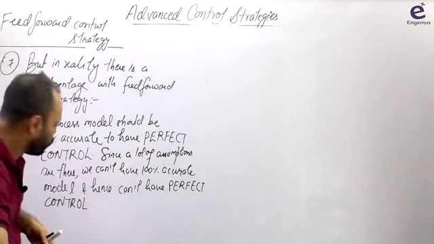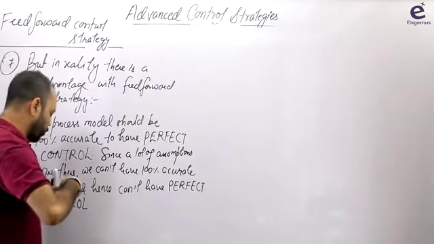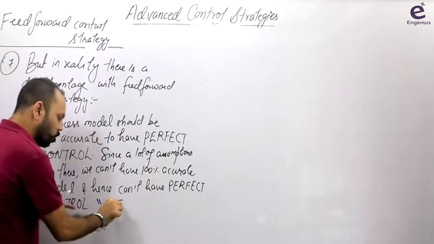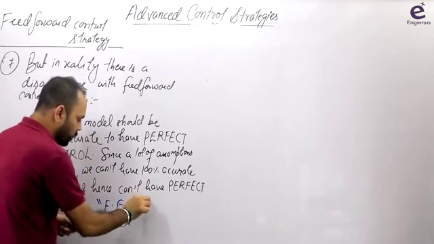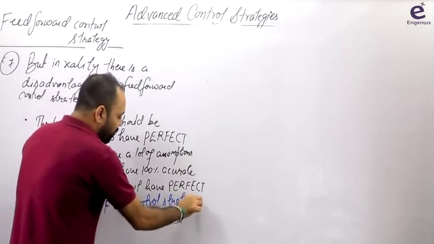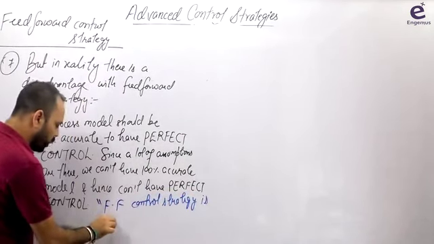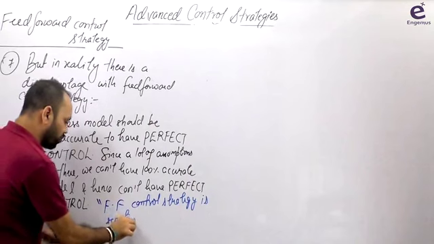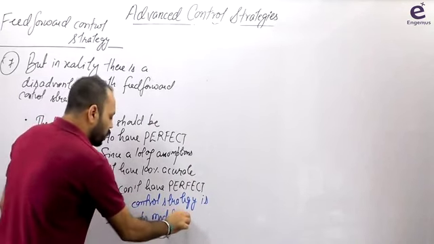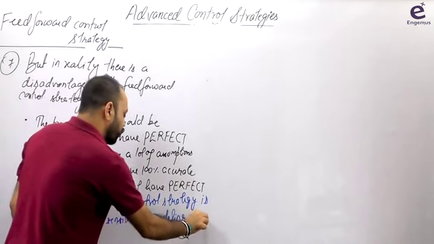So there is a line here, a line that can be asked in GATE, and has been asked. In fact, there is a line that feed forward, I'm writing in short, feed forward control strategy is sensitive to modeling errors. What does it mean? Sensitive to modeling errors. Understand what this means.